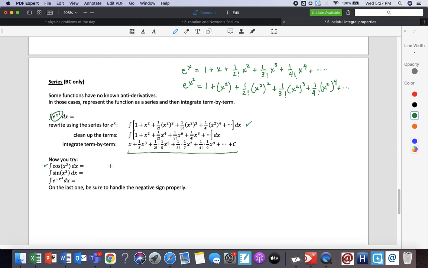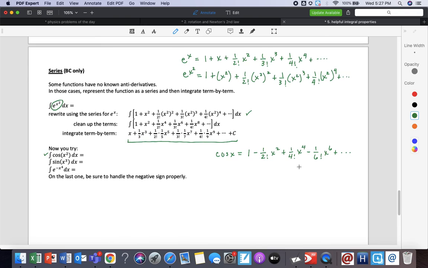But I'm going to go ahead and share with you what that solution would be. So cosine of x squared has no antiderivative. So I'm going to take the cosine series and then build a series for cosine of x squared. So here's the cosine series. And again, this is a series that you worked with at the beginning of the year and off and on over the past few months. It only has even powers of x because cosine is an even function, and then it alternates sign.